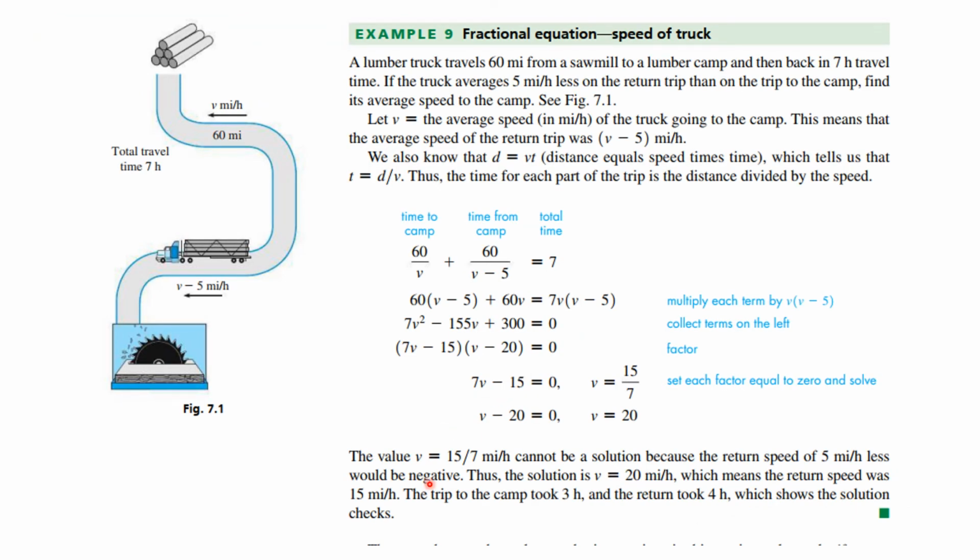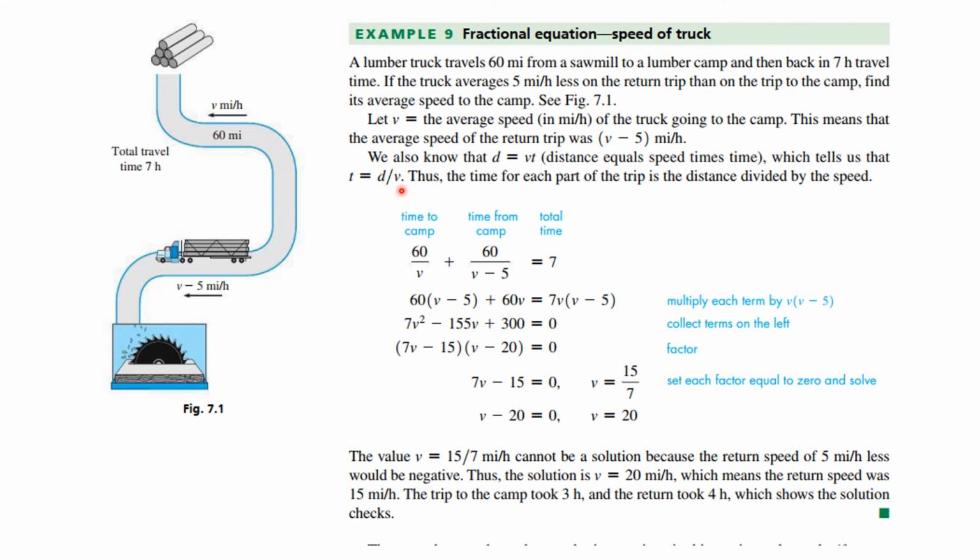Here's another word problem. You have a truck traveling 60 miles from a sawmill to a lumber camp and then back in 7 hours' time. The truck averages 5 miles an hour less on the return trip than on the trip. Find its average speed. Well, you know distance is equal to rate times time, or velocity times time, but that means time is equal to distance divided by v. And what you want to do is find its average speed.